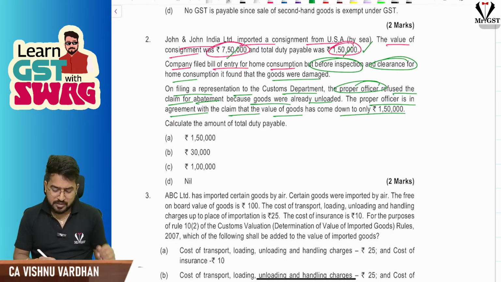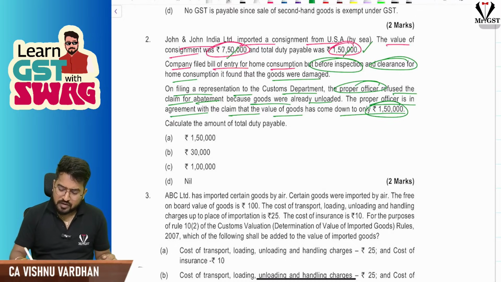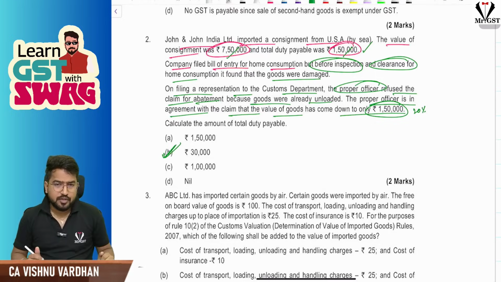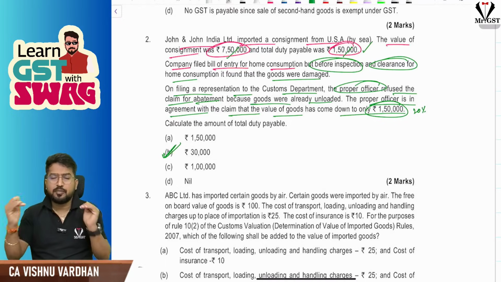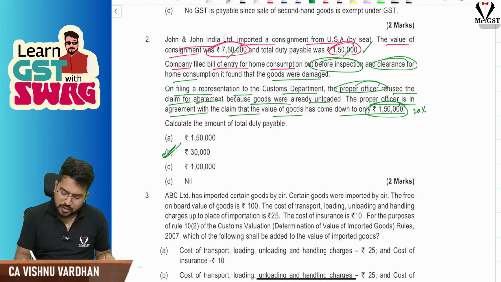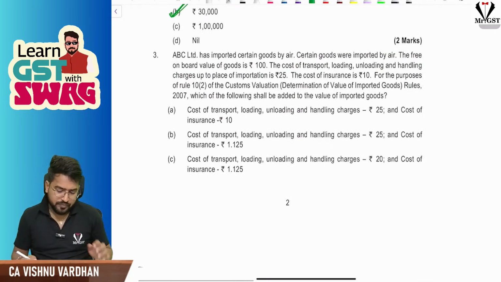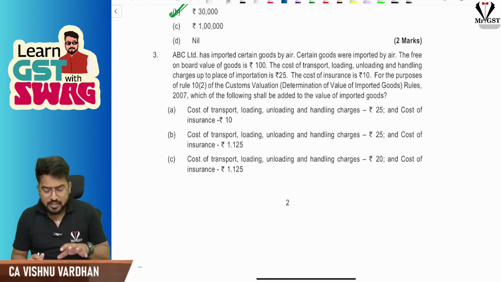On 7,50,000 value, 1,50,000 is the customs duty payable, which is 20%. So on 1,50,000, if you take 20%, 30,000 will be the customs duty payable. If for 7,50,000 the tax payable is 1,50,000, then for 1,50,000 automatically 30,000 is the tax payable. So the value came down to 1,50,000 and the tax payable will be 30,000. That is the answer. Next, this is again an interesting question. Based on this, there is an adjustment.